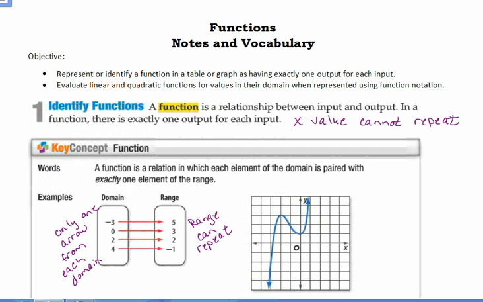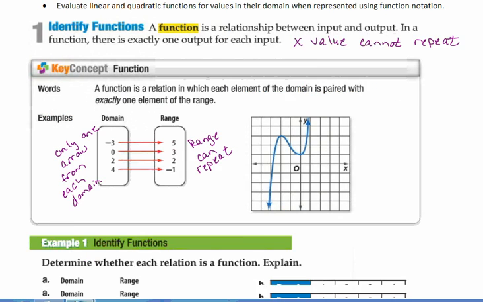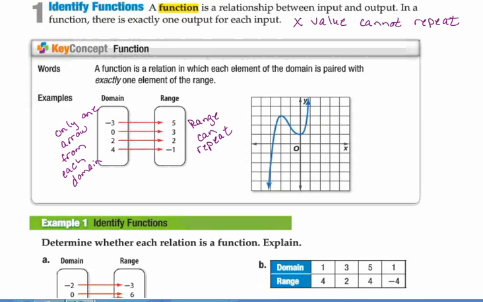function notation. Okay, going over a function. There's many different definitions of this, so they have theirs and I put mine there as well. A function is a relationship between input and output. In a function, there is exactly one output for each input, which means that the x value cannot repeat. So there's many different ways to look at relations, which means there's many different ways to test a function.